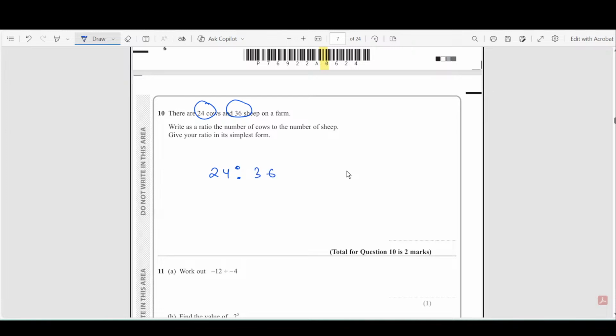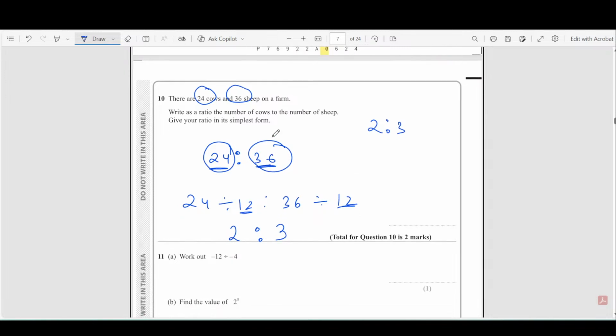Now we need to check with which number, in which times table they both appear. If you notice, in 12 times we have 24 and 36, both of them. So we need to divide both of them by 12. Remember, always we need to divide with the same number. So we need to find common number. 24 divided by 12 is 2 and 36 divided by 12 is 3. So the answer is 2 ratio 3 or 2 to 3 in simplest form, right?